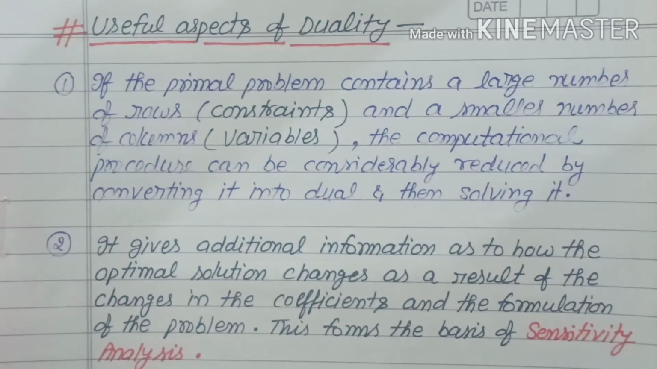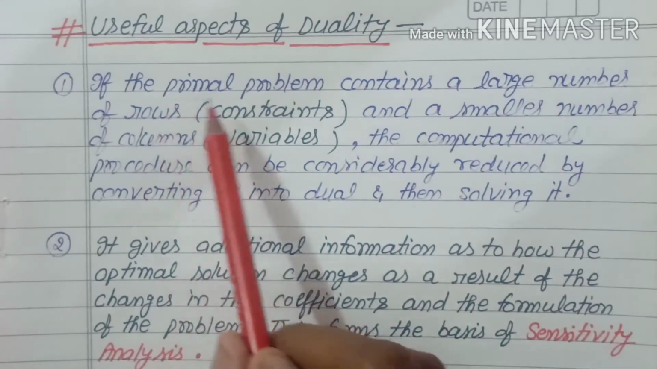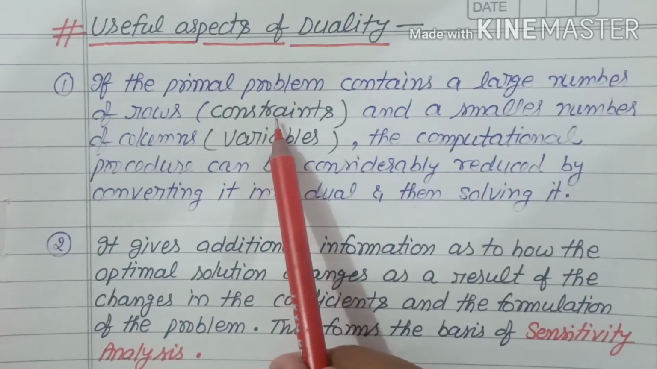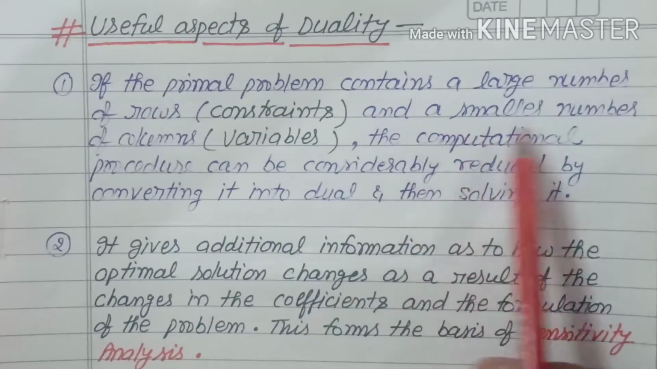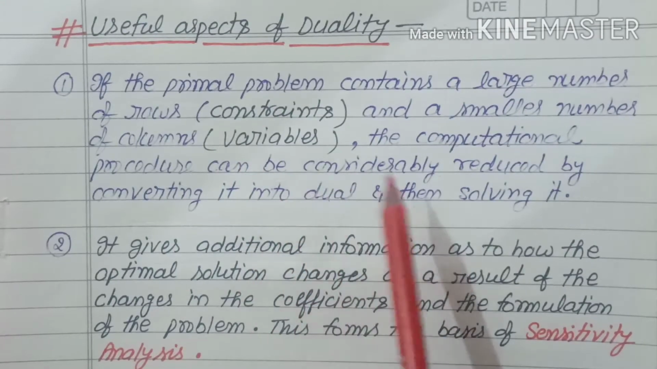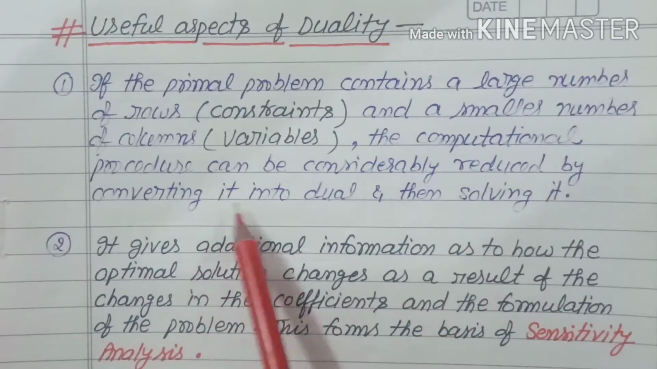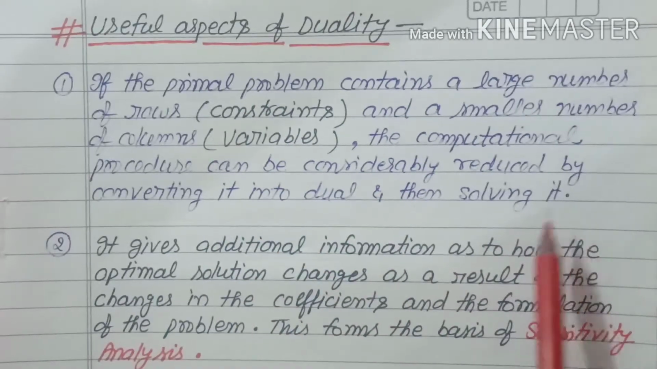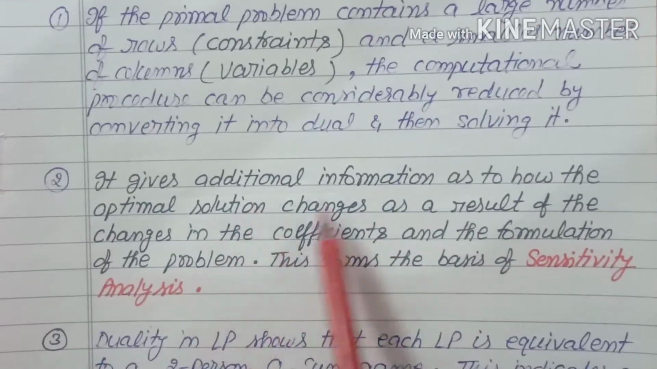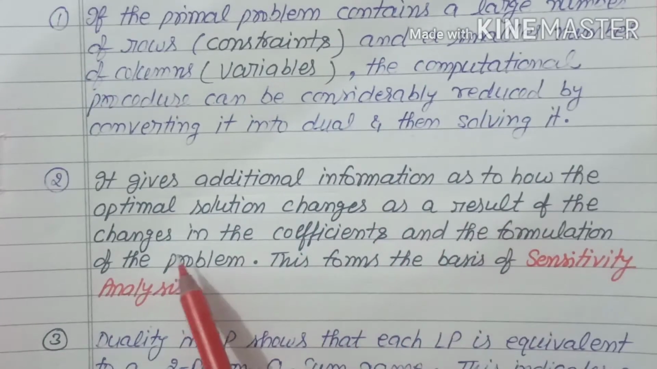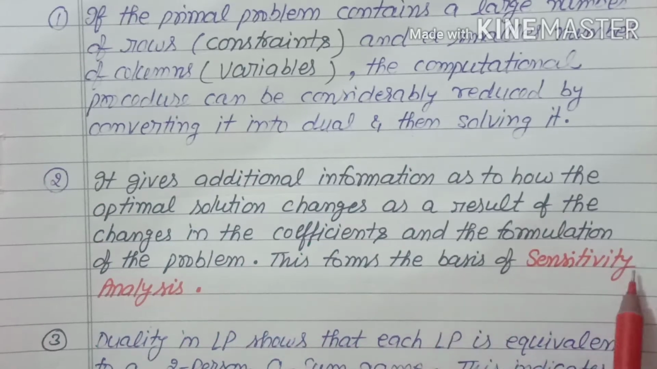So what is the need of conversion of a primal to dual, or what are the usual aspects of duality? If the primal problem contains a large number of rows, for example a large number of constraints in the LPP, and a smaller number of columns, that is the variables, the computational procedure can be considerably reduced by converting it into dual and then solving it. Another advantage is that it gives additional information as to how the optimal solution changes as a result of change in the coefficients and the formulation of the problem, and this is called sensitivity analysis.